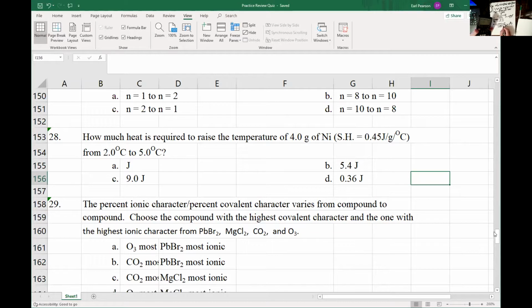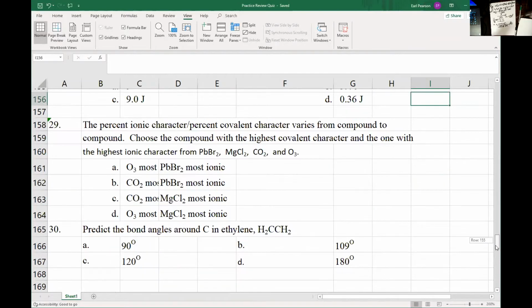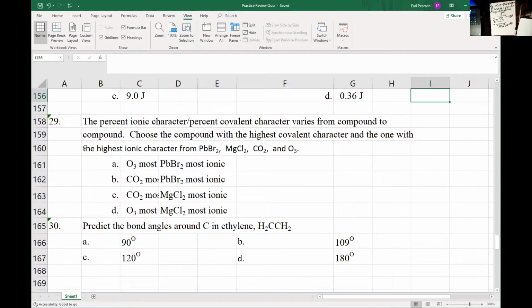That's response B. So that is okay. And now we probably can do this one pretty straightforward. What's the percent of ionic character in these different substances? So I want the most ionic and the most covalent.